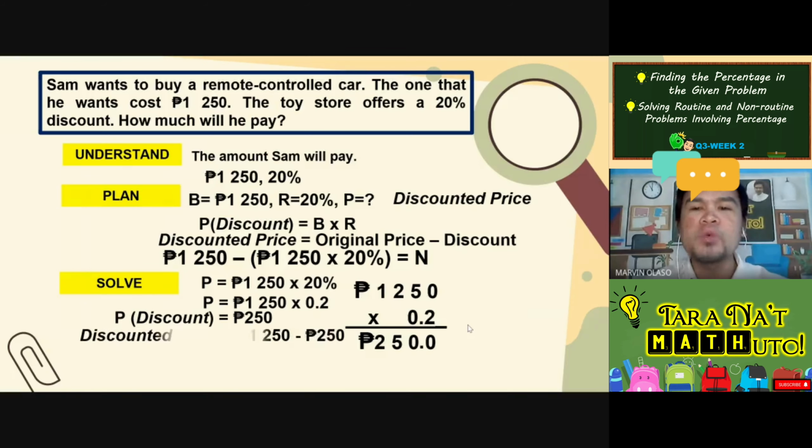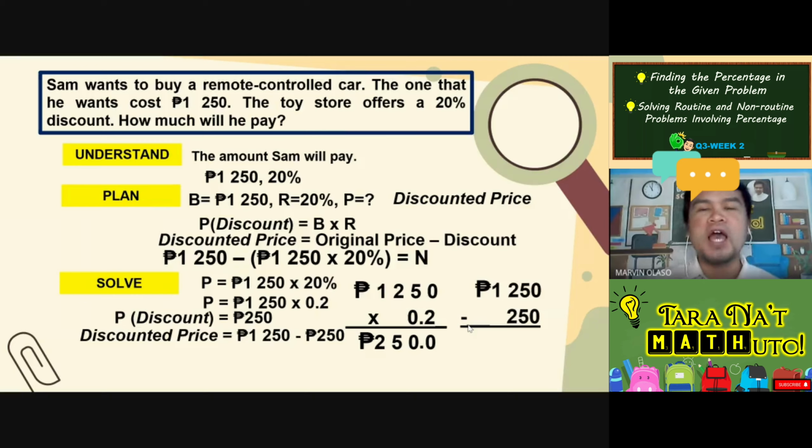Original price, which is 1,250 pesos, minus mo lang sa 250 pesos. Let us subtract 1,250 pesos minus 250 pesos. So we have 1,000 pesos. That means our final answer here is 1,000 pesos.